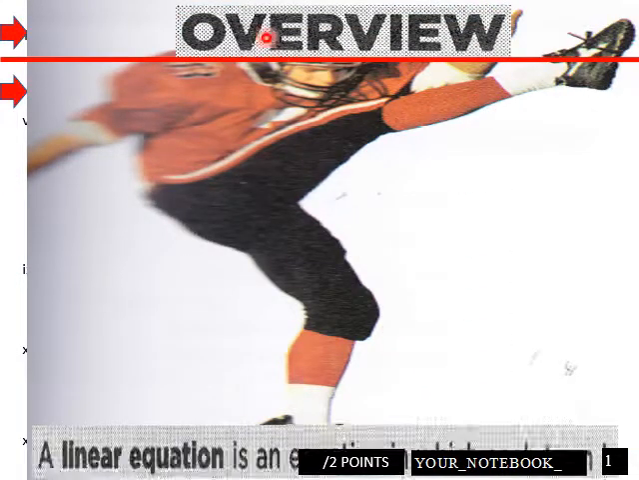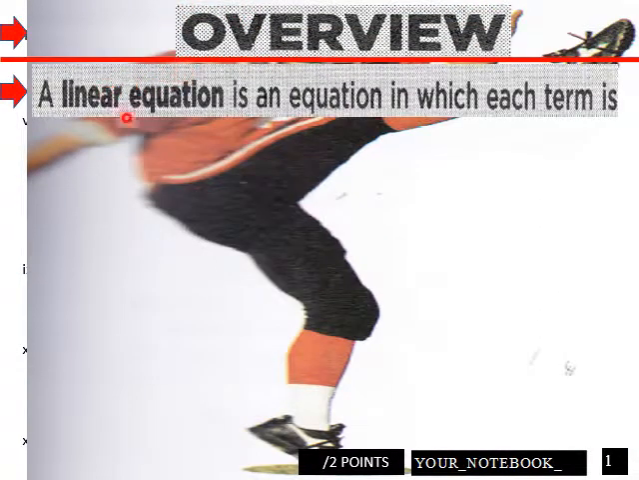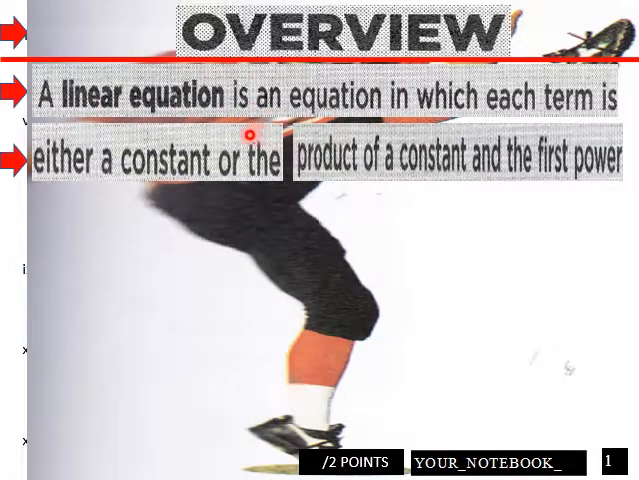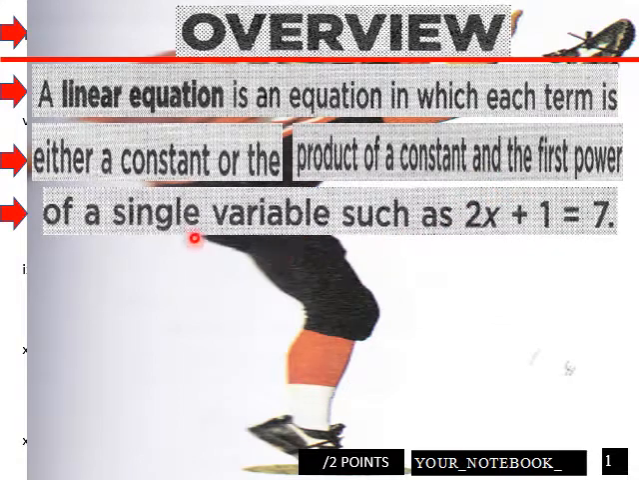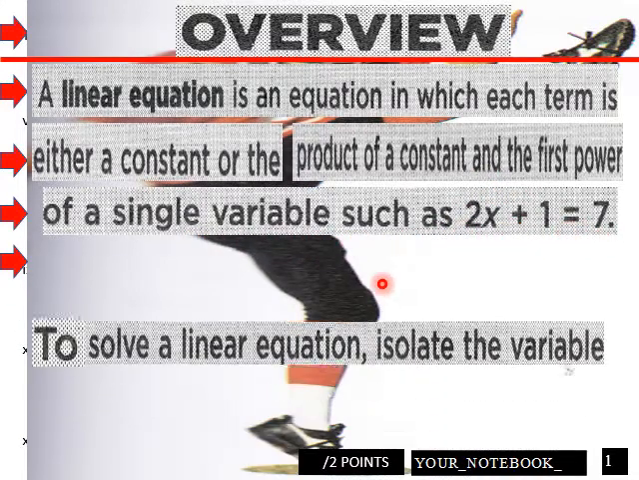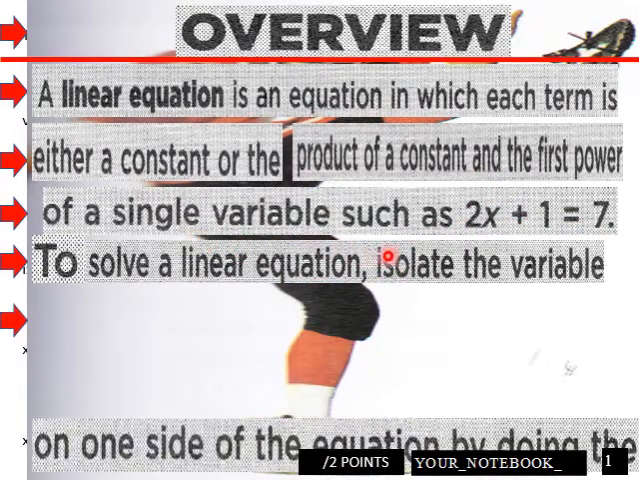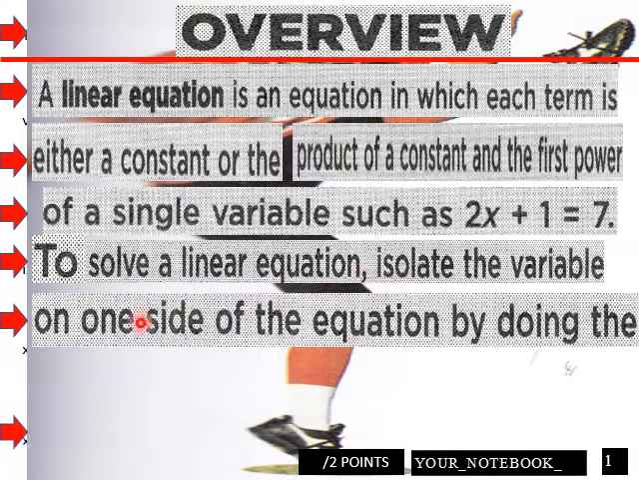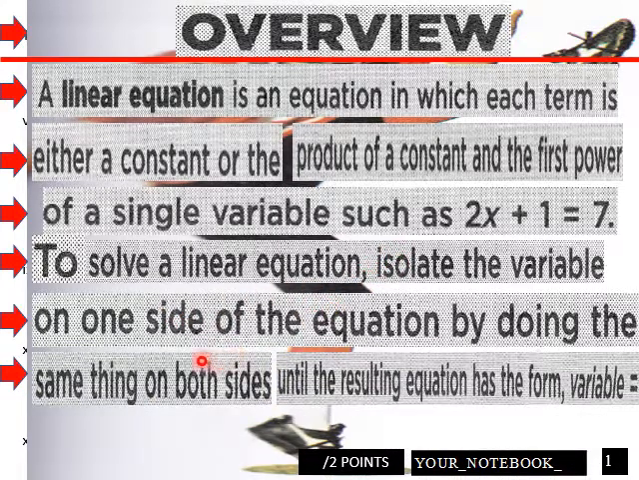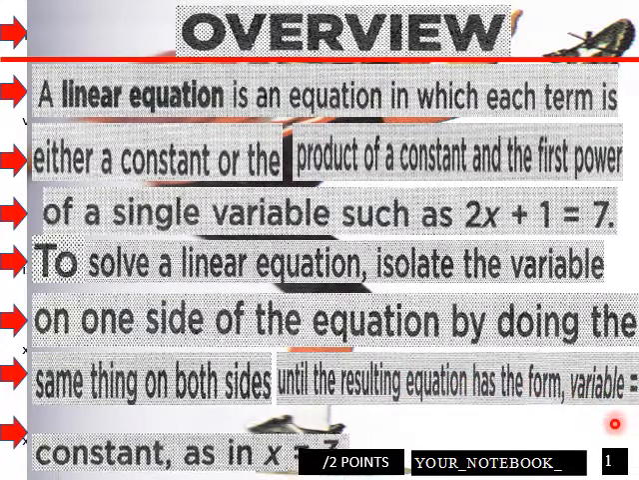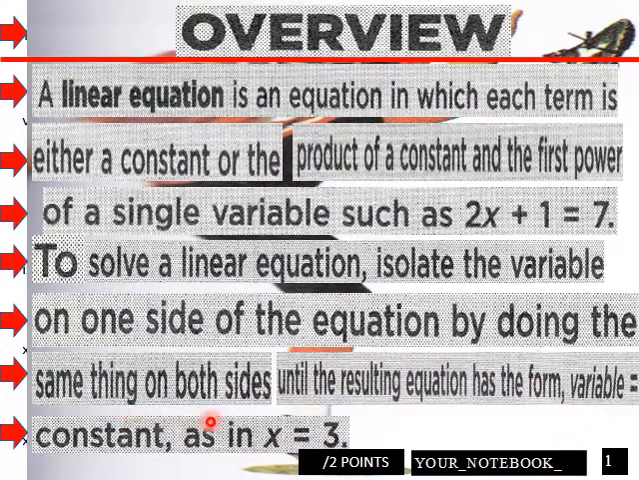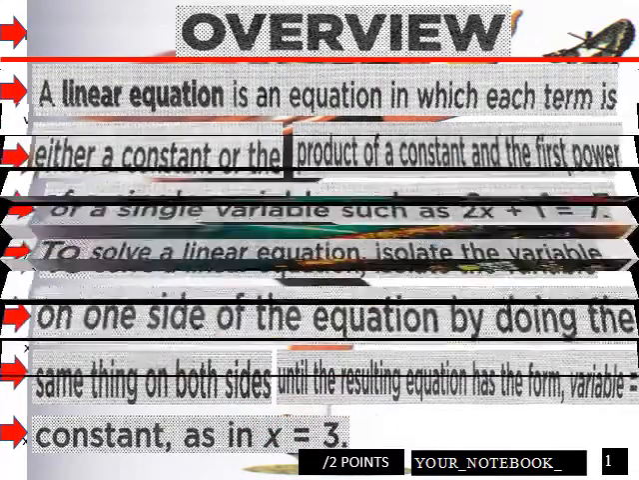Okay, page 1 here of our 3.2 overview. A linear equation is an equation in which each term is either constant or the product of a constant and the first power of a single variable, such as 2x plus 1 equals 7. To solve a linear equation, isolate the variable on one side of the equation by doing the same thing on both sides until the resulting equation has the form variable equals constant, as in x equals 3.